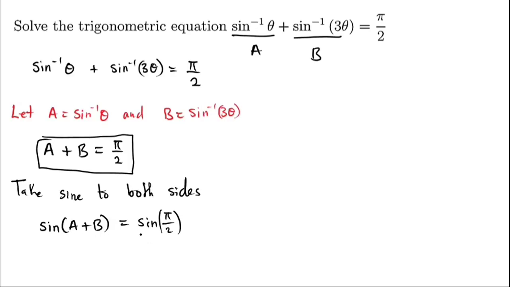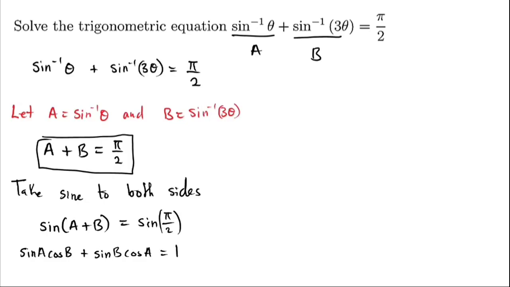Then sine of a plus b, we can use an identity for the sum and difference formula. So the identity goes like this. If we have sine of a plus b, this will be sine a cos b plus sine b cos a. And sine pi over 2, which is just the same as sine 90, this is just 1. Okay, so this is what we have.